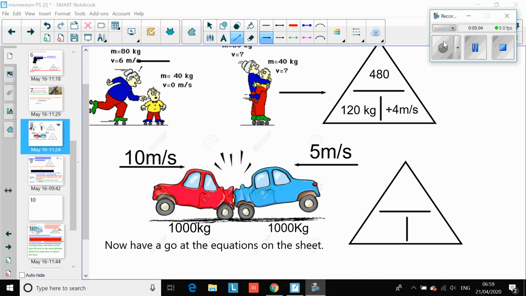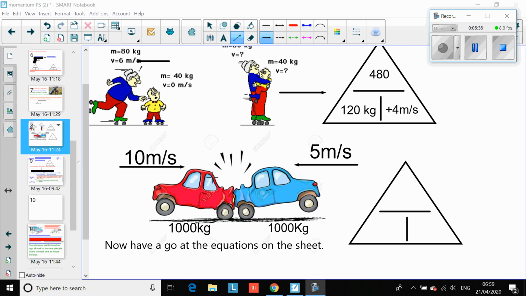Okay, so let's see how your basic arithmetic came up. You've got mass times velocity. So 1,000 kilograms times 10 is obviously 10,000 kilograms meters per second. So this car has momentum 10,000 kilograms meters per second, but it's positive. It's going this way. This one, mass times velocity. So 1,000 times 5 is obviously 5,000, but it is negative. So negative 5,000 kilograms meters per second.